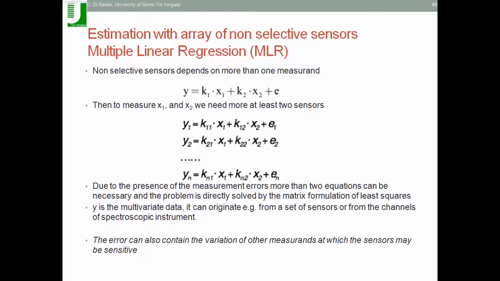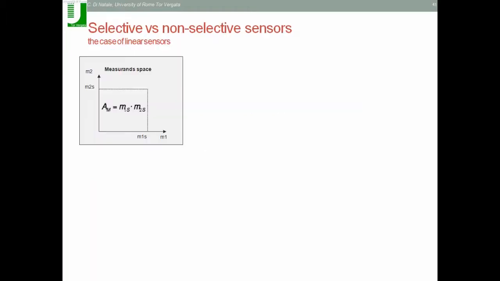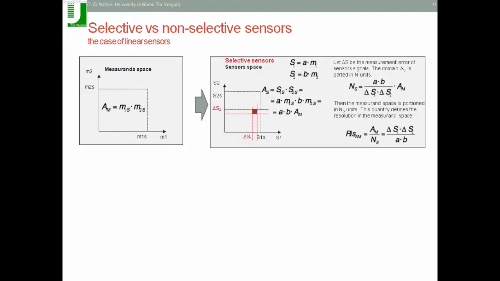I want to make now a little excerpt here to discuss this. Let's suppose that we want to measure two compounds, M1 and M2, and we can choose to measure these two quantities with selective sensors. We adopt a sensor absolutely selective for M1, one absolutely selective for M2. What happens? This space of measurements is transformed into the sensor space, and the area of the sensor space is simply the area of the measurement space times AB.